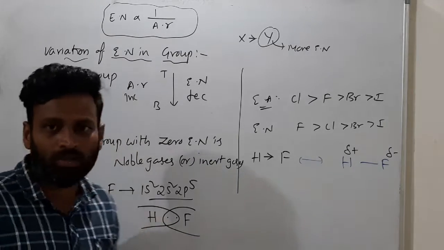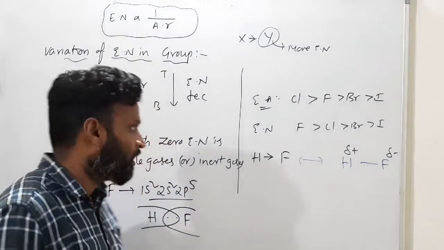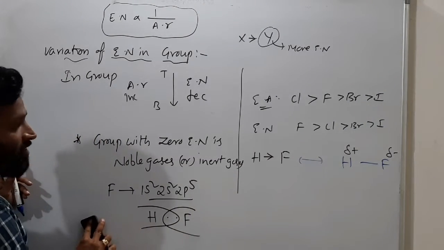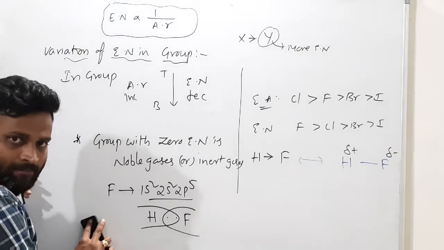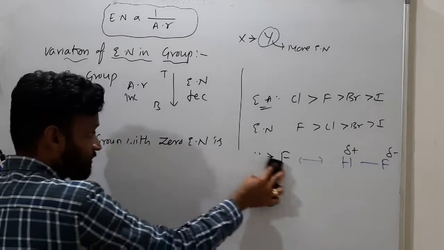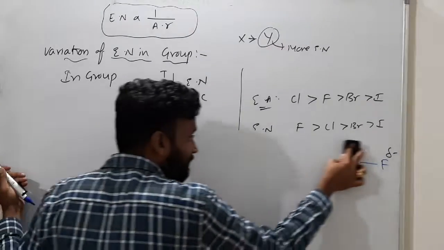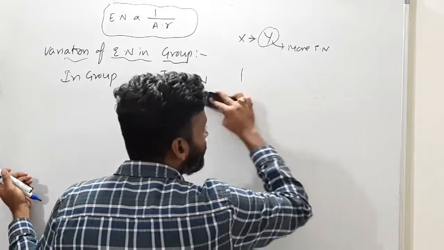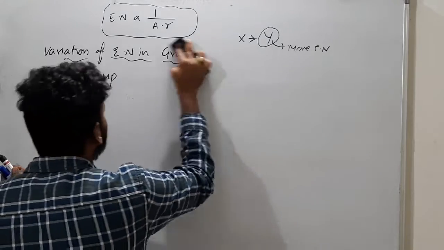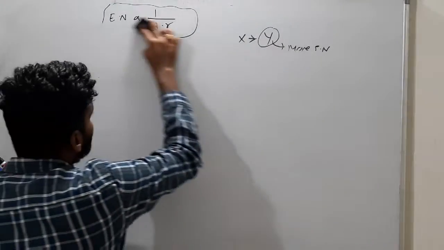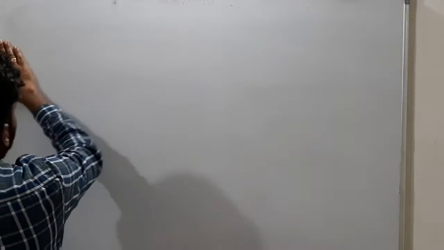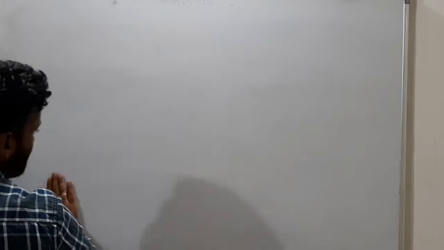So these are the reasons. The small size is the reason here. So top to bottom, electronegativity decreases. The group with 0 electronegativity is noble gases. The group with least electronegativity is alkali metals. Write down: the group with least electronegativity is alkali metals, and the group with 0 is noble gases. They will ask like that, so it is very important. Please remember all these things.